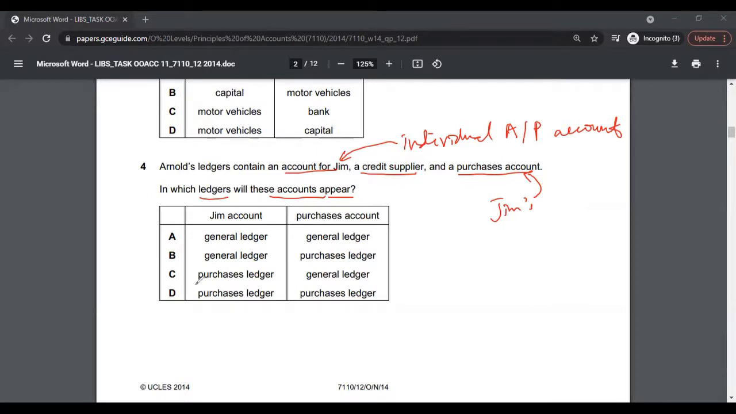So it's actually going to be option C. The answer to multiple choice 4 is option C. Jim's account will appear in the purchases ledger, and then the purchases account will appear in a journal ledger, which includes all the different accounts, right? So relatively simple, not really hard. If you just pay attention, focus, and look through the options, I'm pretty sure you're smart enough to answer this question. The answer to multiple choice 4 is option C.